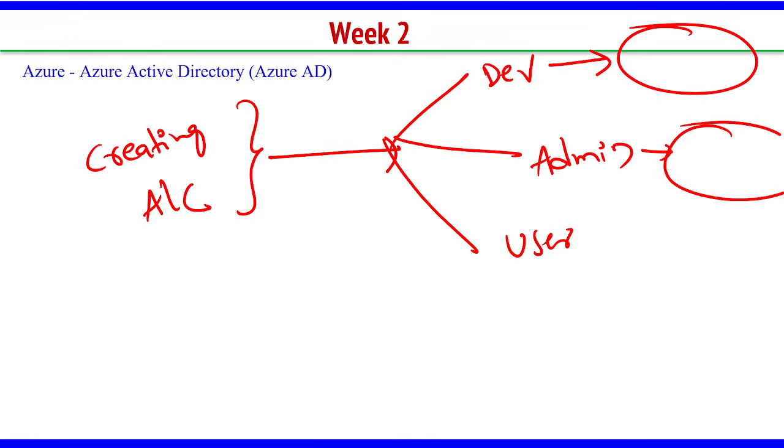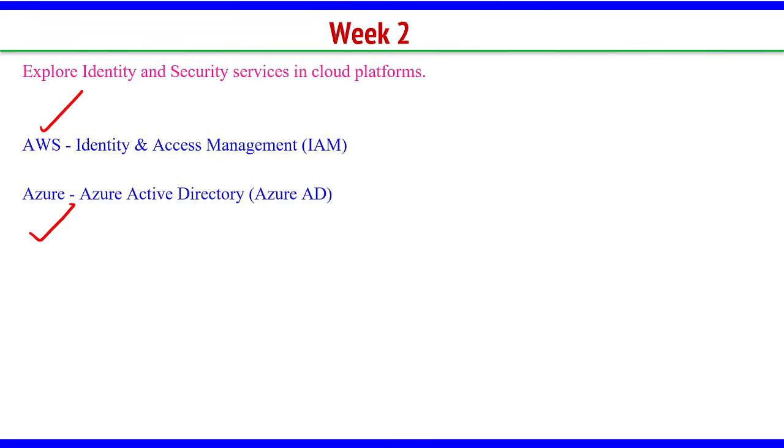For both of them, it is different. You have to explore your own particular services, write them down in the notebook and learn, understand them, read from the internet, ask GPT, use any AI tool, try to understand what that service is and what it does, and you have to implement that in the coming weeks. So this is about the week 2 experiment: explore identity and security services in the cloud platform.